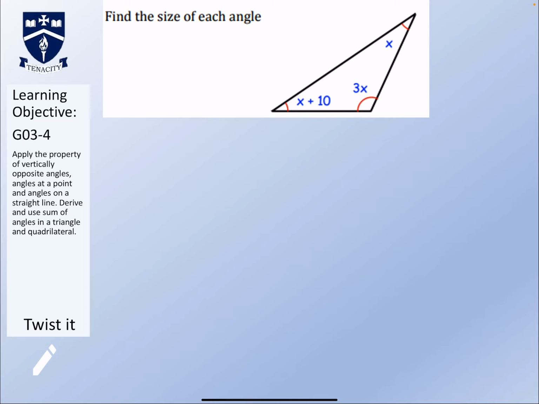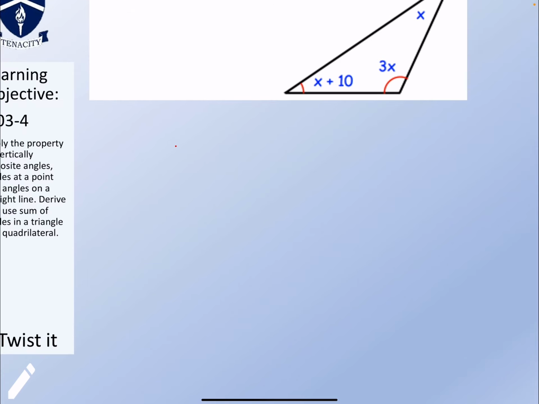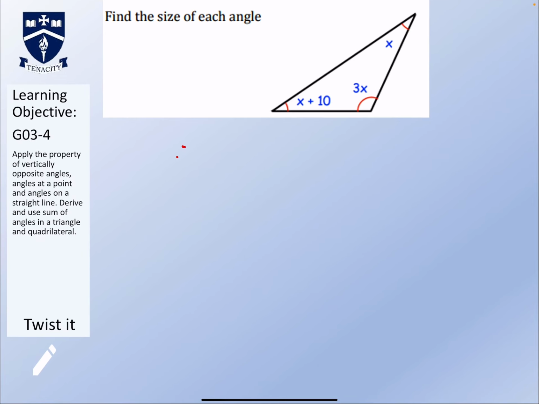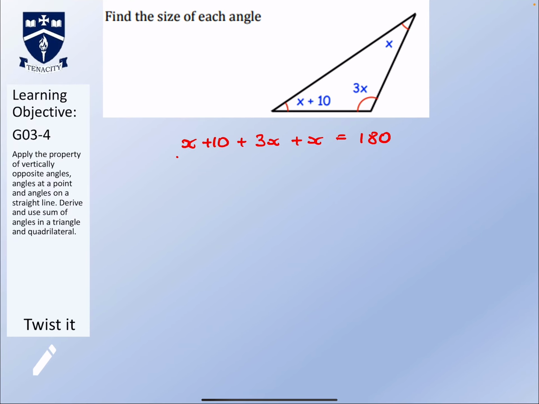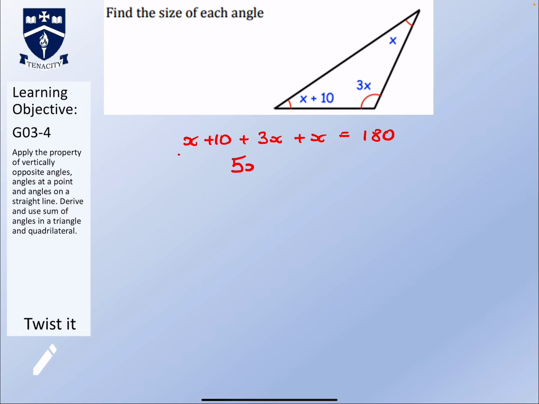So I'm going to write it down just as it was on that example at the start. X add 10, add 3x, add x, and I know the angle rule tells me that those three added together will give me 180 degrees. Now, next steps have to be, I have to make sure I collect together my like terms. So look at the x's, what have I got? I have got 5 x's, add 10, and that is going to give me 180 degrees.